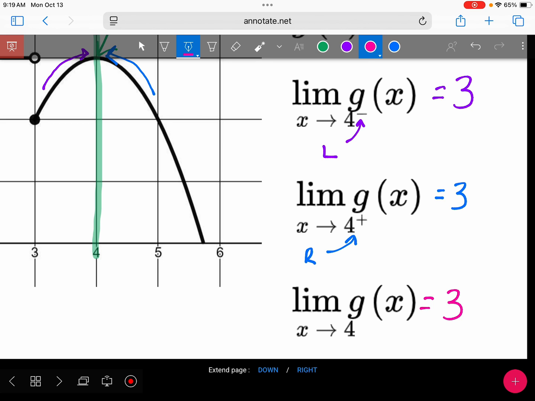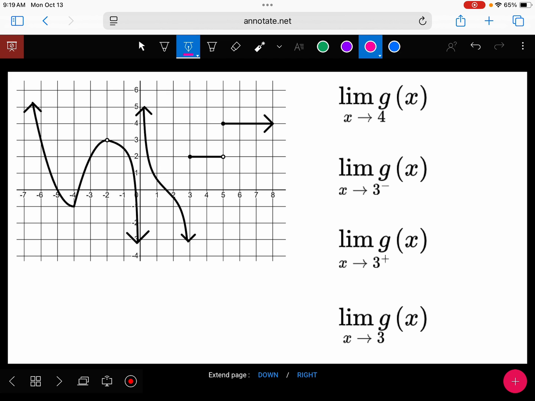Okay, we're going to practice this again. We have a whole other graph to look at. Very similar vibe. This is our graph over here.